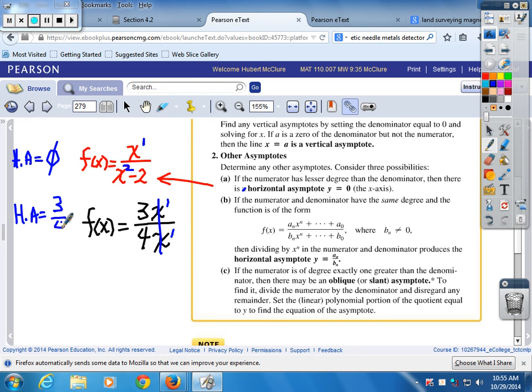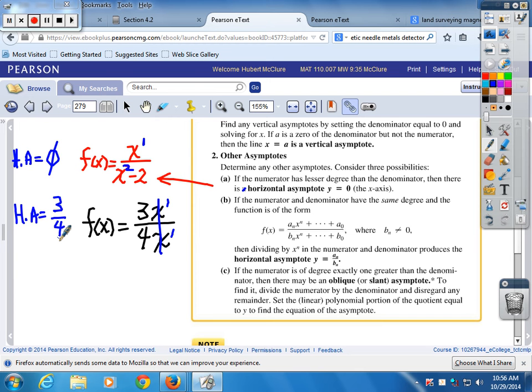Do we need to write down the whole thing? No, you just need to write down right here: if the numerator and denominator have the same degree, and then do this example. Then the horizontal asymptote is the coefficient a over the coefficient b. And coefficient is a 25-cent word for the number in front of the variable. Right?